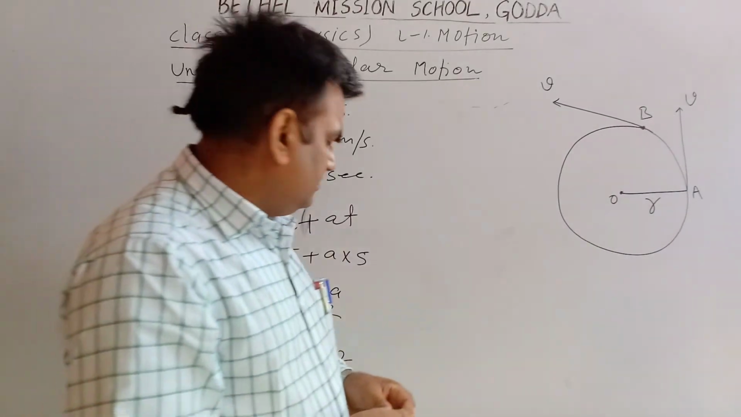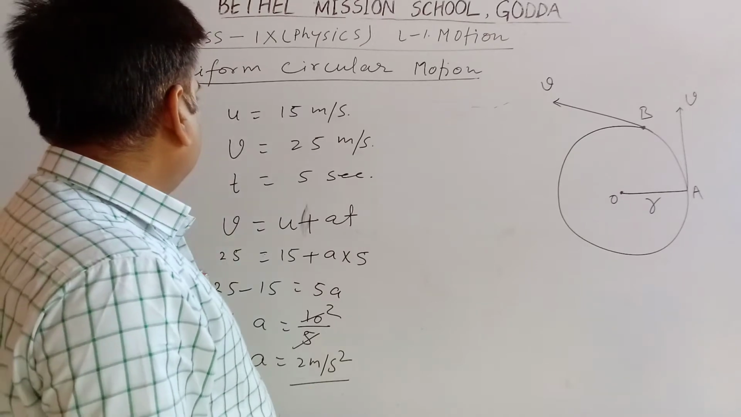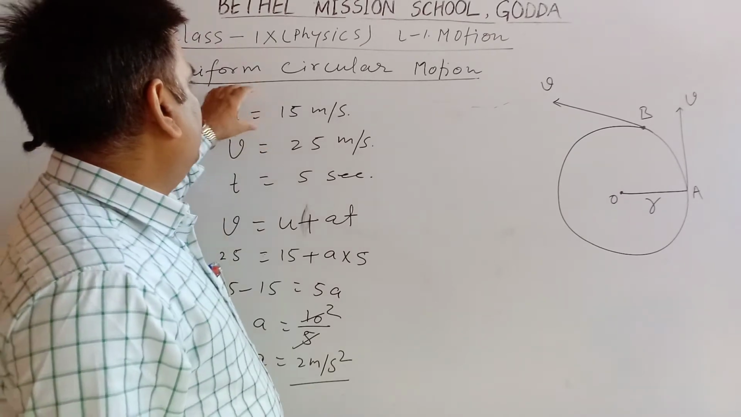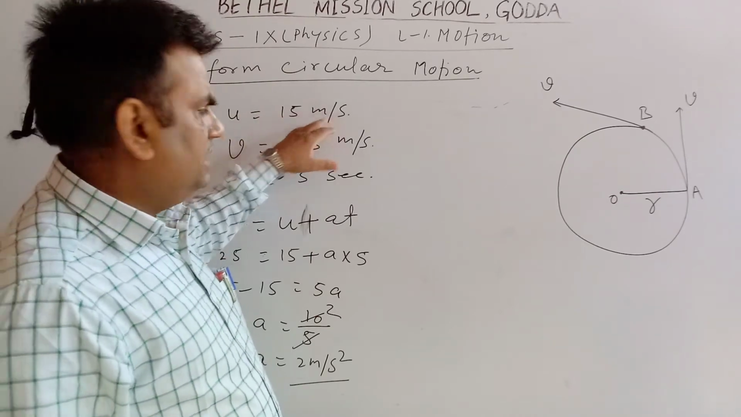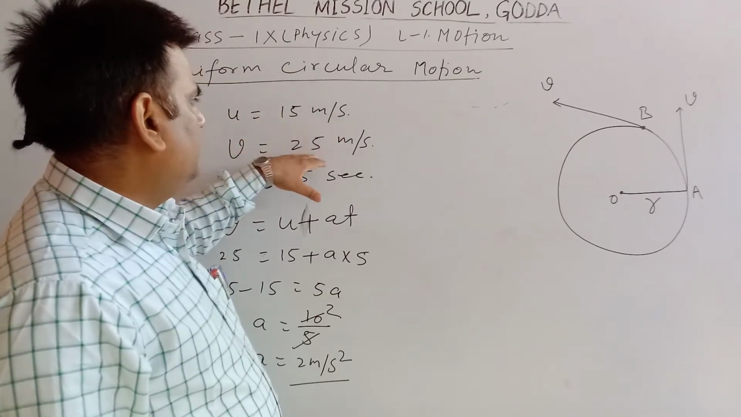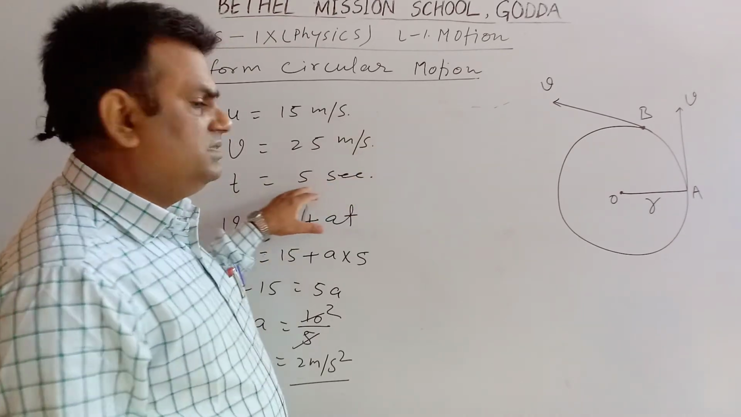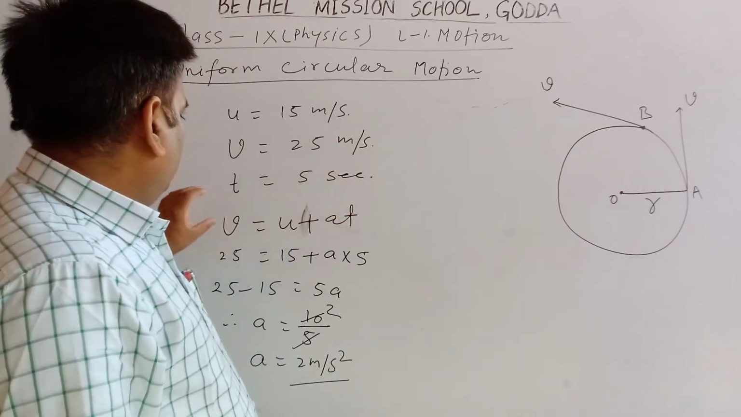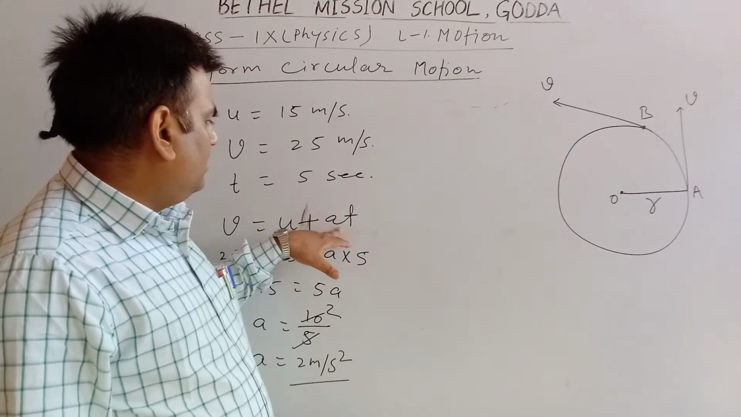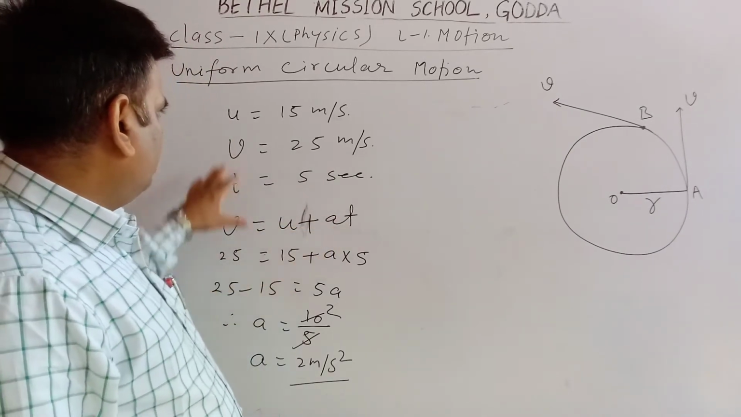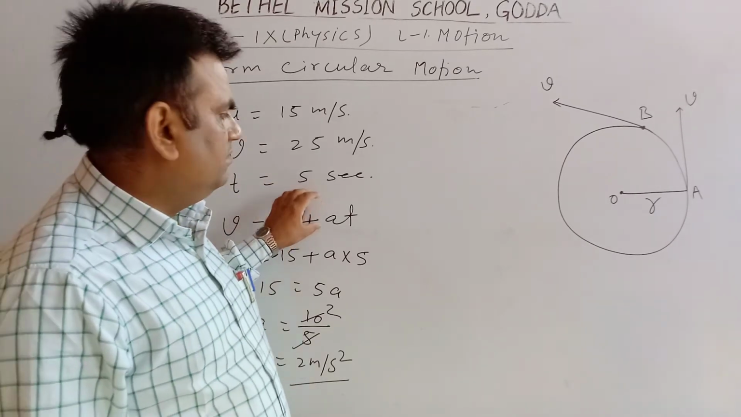So this is the numericals. When the initial velocity of the object is 15 meter per second, final velocity is 25 meter per second, and time is 5 seconds, then we will find out the acceleration. What is the acceleration of the object? So we will put all these quantities in this first equation of motion.